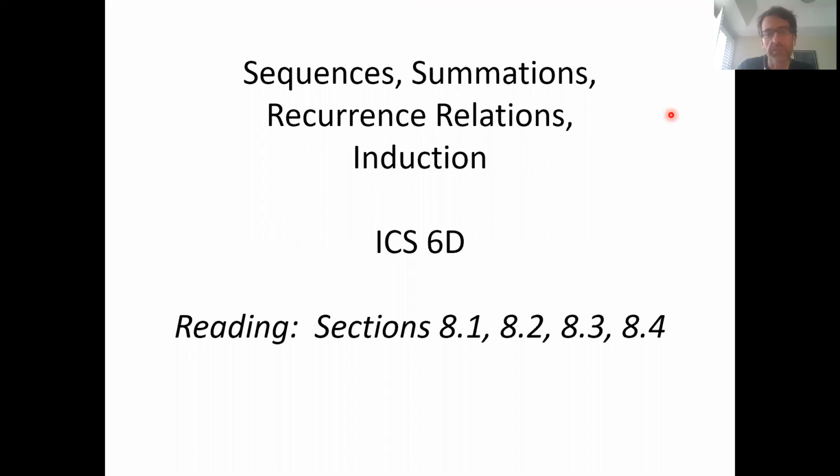Today we start with chapter 8. The first 3 sections, I don't think we'll get to the induction today, on sequences, summations, recurrence relations. Okay, let's go to it.